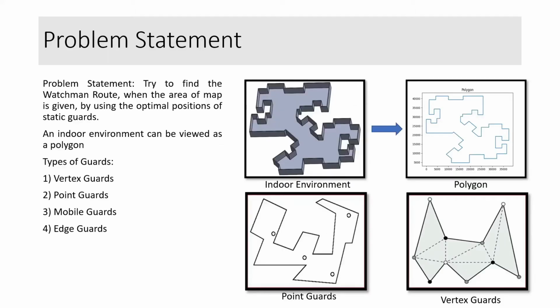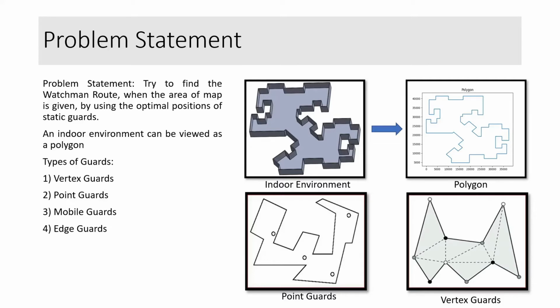The problem that we are trying to solve is to find the Watchman route when only the area of a map is given, by using the optimal position of the static guards. The motivation for this problem statement comes from the classic art gallery problem and the Watchman route problem. The art gallery problem is used to determine the minimum number of guards that are required or sufficient to cover or see every point in the interior of an art gallery or a museum.